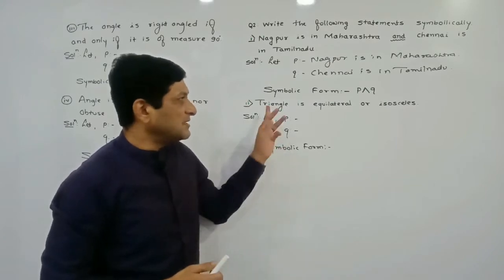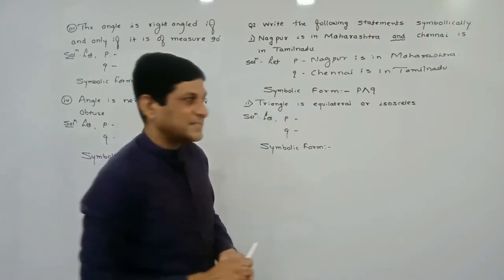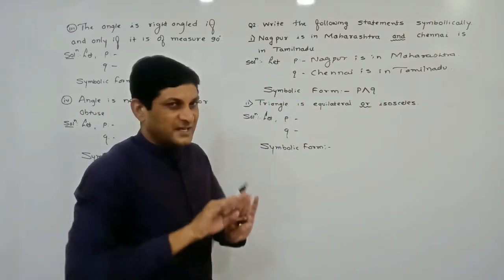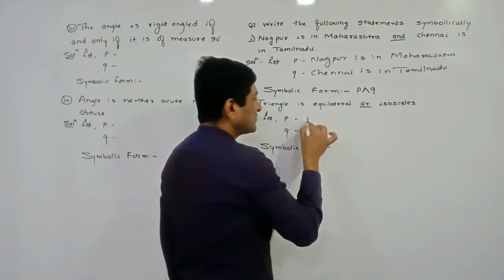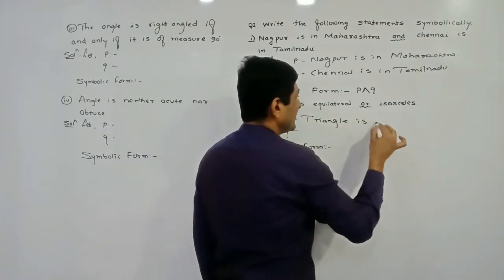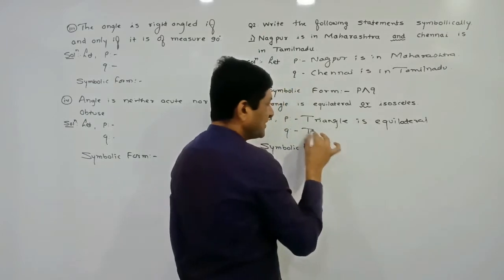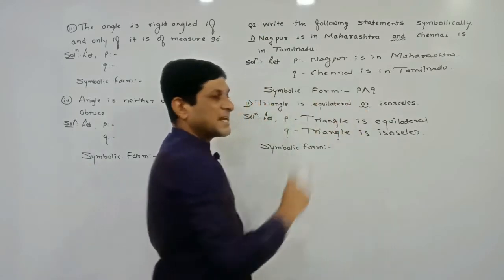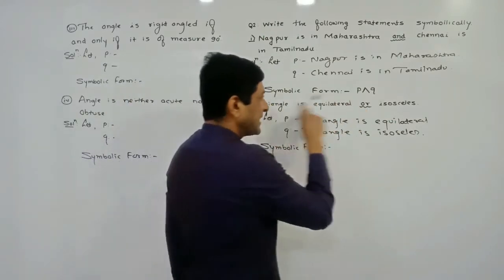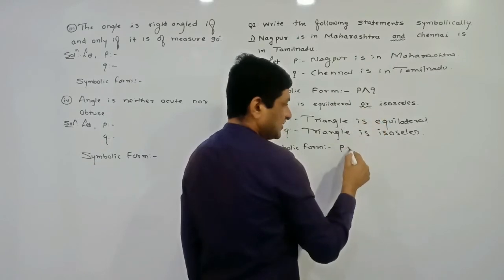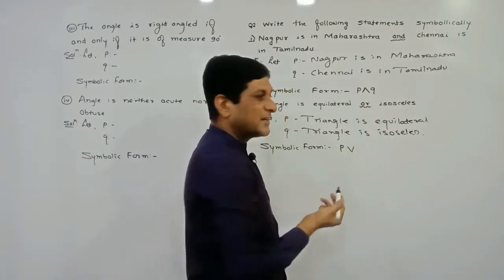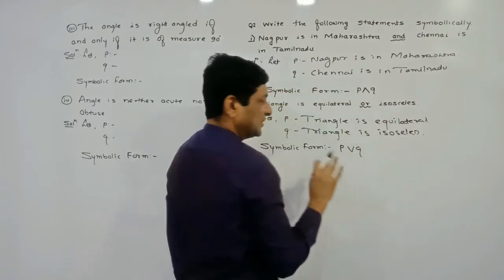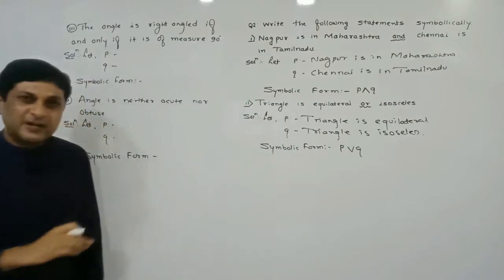See the second example: triangle is equilateral or isosceles. Here we can observe that the two statements are connected by which logical connective? Or. Let us split it into two parts. The first part is triangle is equilateral, and the second part is triangle is isosceles, and these two parts are connected by or. So the first part, triangle is equilateral, means P, or is the symbolic representation of the connective or, and triangle is isosceles means Q. In this way the given statement is converted into symbolic form.